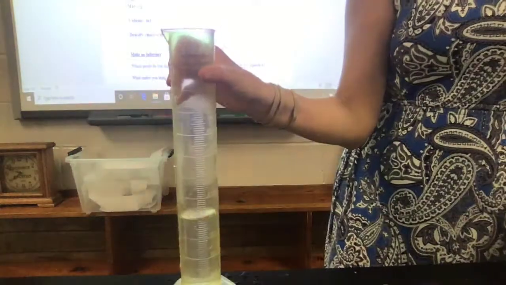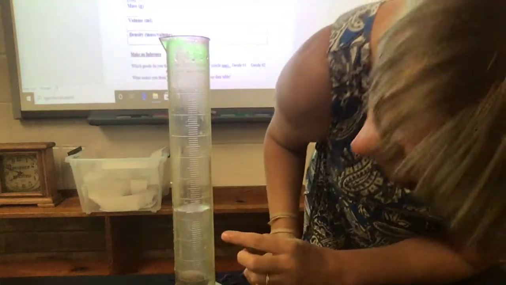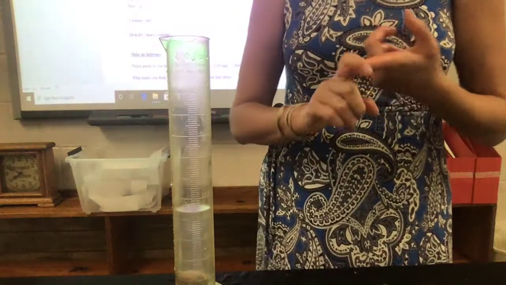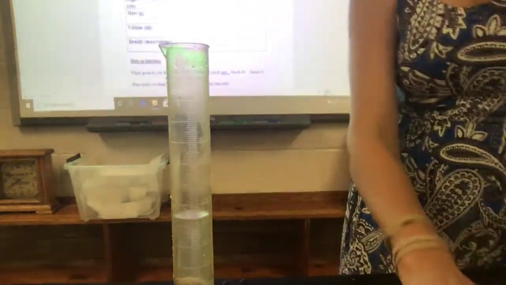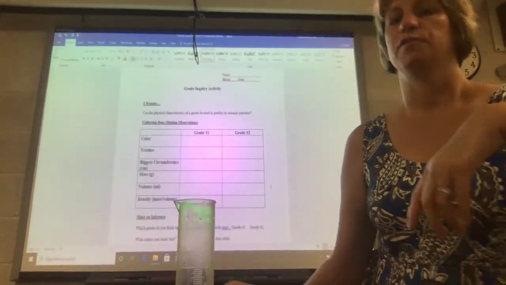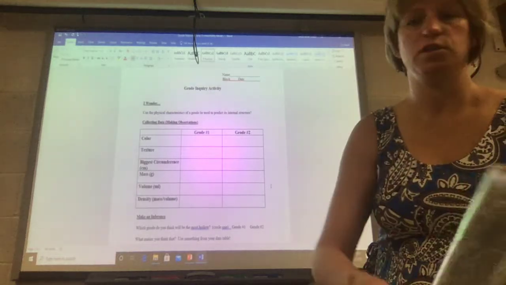So I'm going to use water displacement again. Geode 2 going in. And now that only went up 3 little lines. This graduated cylinder goes up by 5. So 5, 10, 15. So you have 15 milliliters for the volume. Okay, now the final thing I'm going to leave up to you.